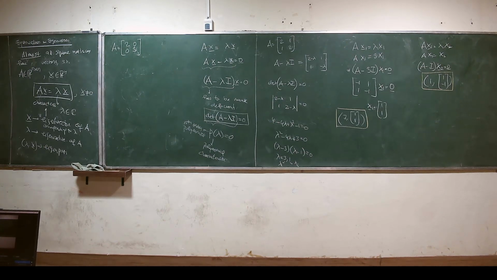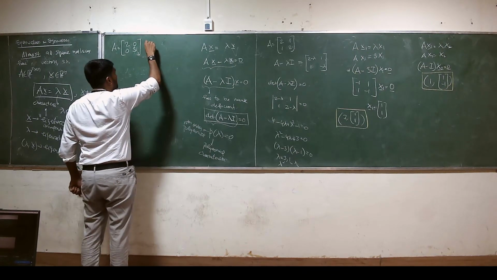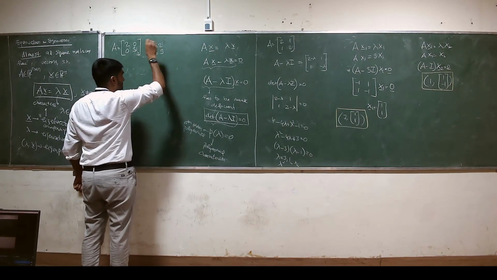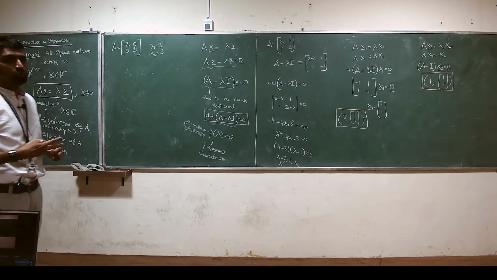What are the eigenvalues? You have it? Yeah. 2 and 3? Okay. So, your eigenvalues are lambda 1 equals 2. What are the eigenvectors corresponding to 2, lambda 1?